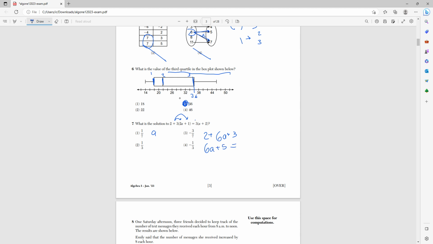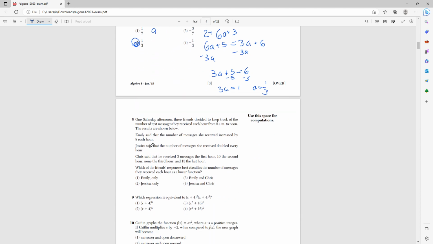And on this side, we just have to distribute this 3 out. So 3 times a is 3a. And then 3 times 2 is 6, so plus 6. Right here, all we have to do is minus 3a on both sides. So we're left with 3a plus 5 is equal to 6. We subtract 5 on both sides. We get 3a is equal to 1. And then we divide by 3 on both sides. We get a is equal to 1/3, which is choice 2.